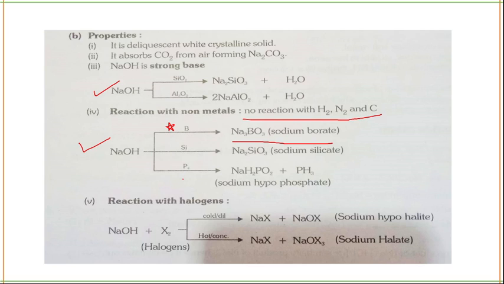Reaction with halogens. In case of halogens, NaOH shows two types of reaction, and for reacting with halogen, this NaOH requires a particular medium. This can be of two types. Number 1, the solution could be cold and dilute, and number 2, it could be hot and concentrated. With cold and dilute NaOH, this will form the sodium hypohalite, that is NaOX, and with hot and concentrated NaOH, this will form NaOX3, that is sodium halate.